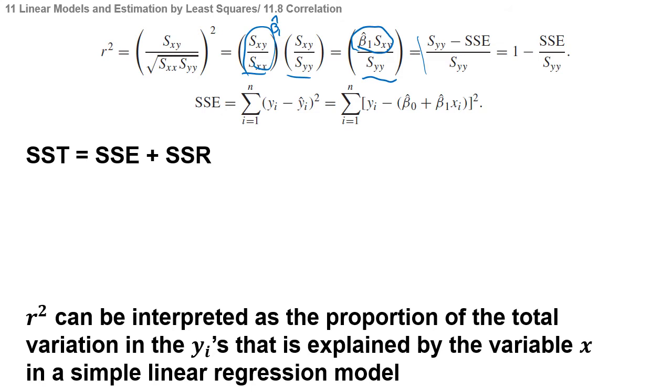Actually, let's say that Syy is SST. And then SST minus SSE is SSR, the sum of squares explained by regression. But before I explain what these are, so this is SST, SSR, I'd like to draw some geometry. I'd like to give you some geometrical interpretation about the situation.